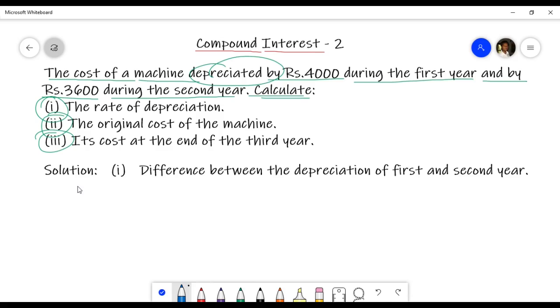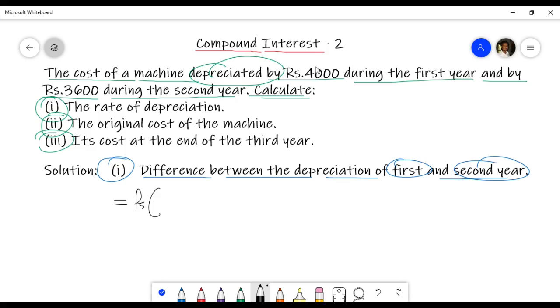Let's see how to solve this problem. Let's see the first question, the rate of depreciation. The first thing we have to do is find the difference between the depreciation of the first year and the second year. To do that, we have to subtract the depreciation of the first year and the second year.